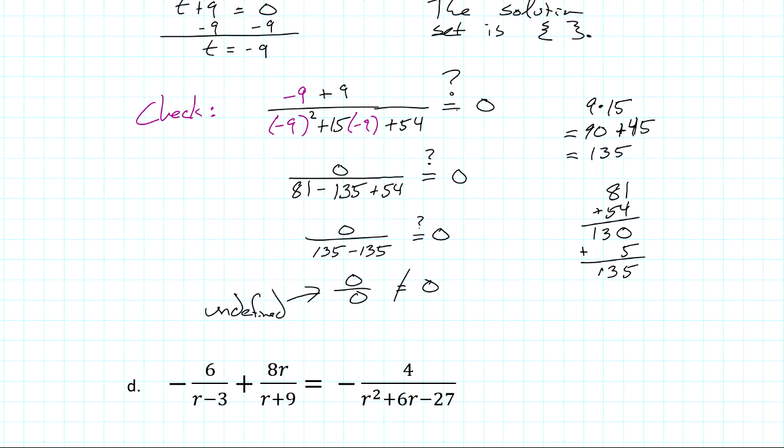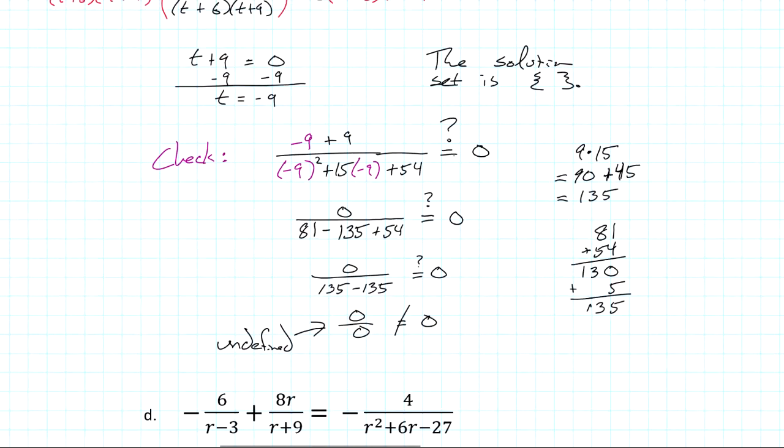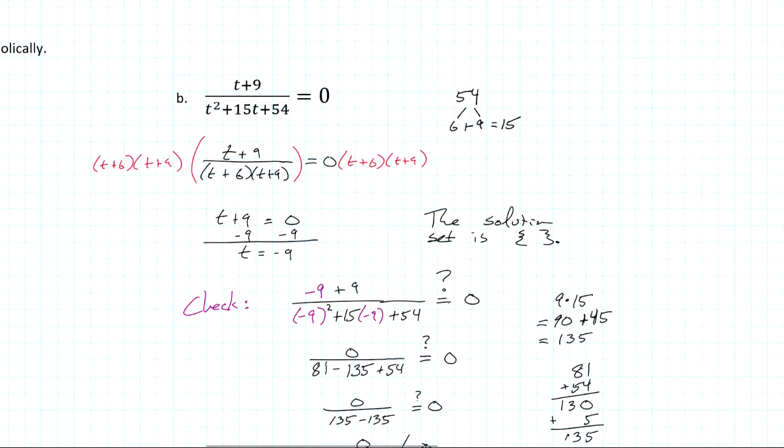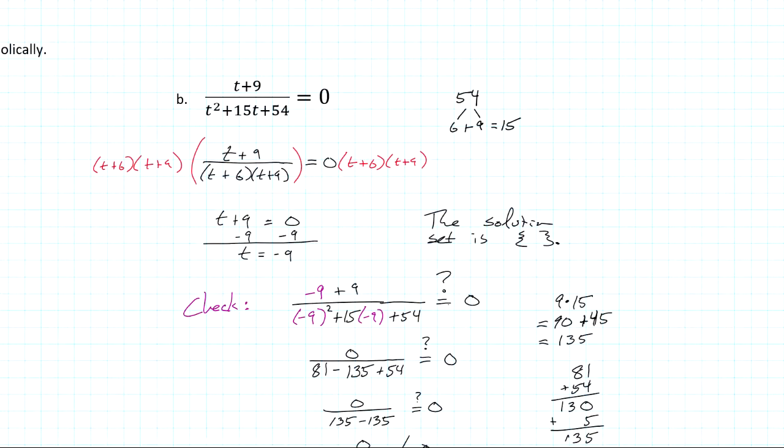And so undefined does not equal 0. It's not the same thing. We cannot divide by 0 even if we start with 0. So once again, and to simplify this, we just see right here and right here that in the original equation, t cannot equal -6 or -9. We got a -9. That's not actually going to work. So there are no solutions here.